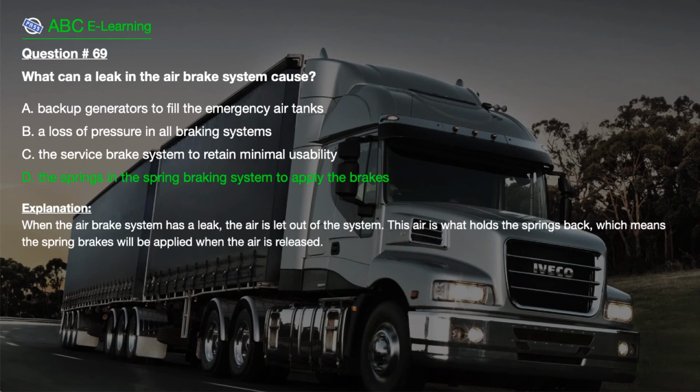The correct answer is here, D. The springs in the spring braking system to apply the brakes. Explanation. When the air brake system has a leak, the air is let out of the system. This air is what holds the springs back, which means the spring brakes will be applied when the air is released.